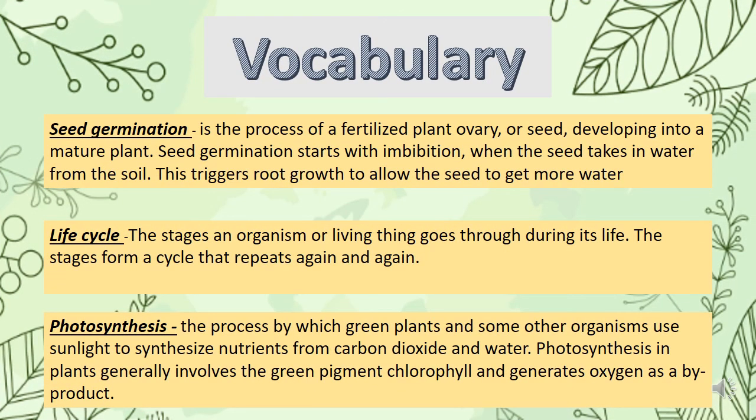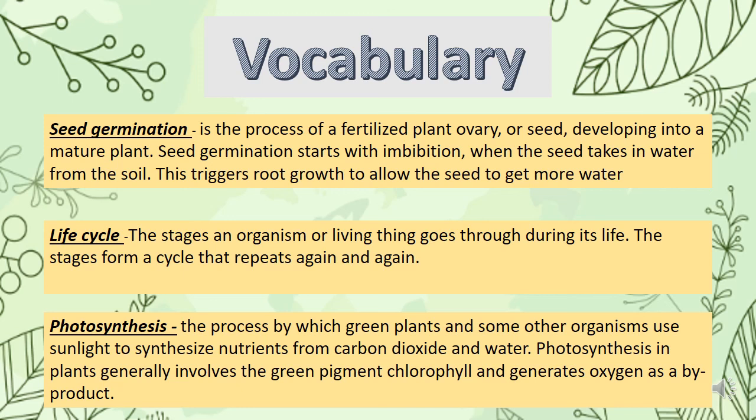The vocabulary for this lesson are the following: seed germination, life cycle, photosynthesis. Seed germination is the process of a fertilized plant ovary or seed developing into a mature plant. Seed germination starts with imbibition when the seed takes in water from the soil. This triggers root growth to allow the seed to get more water.